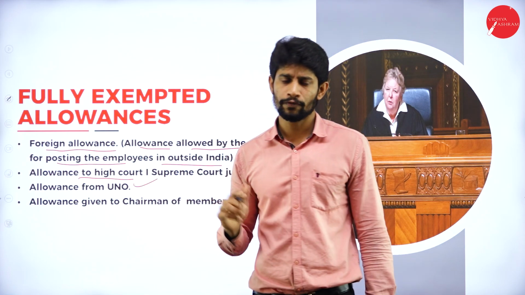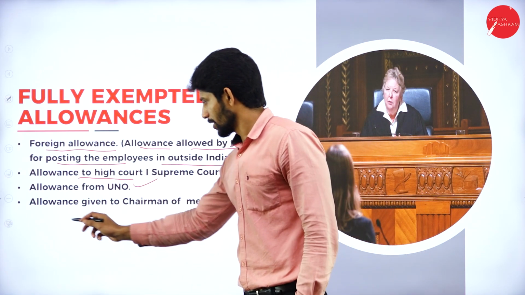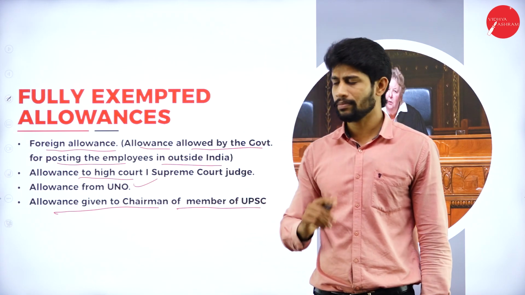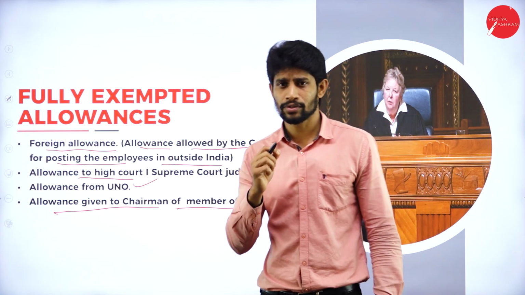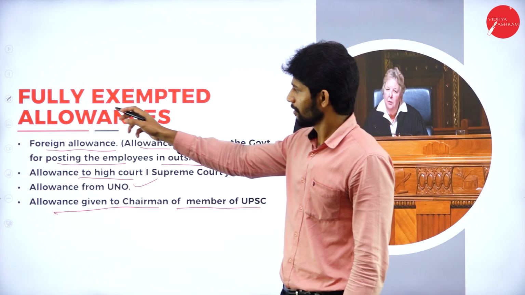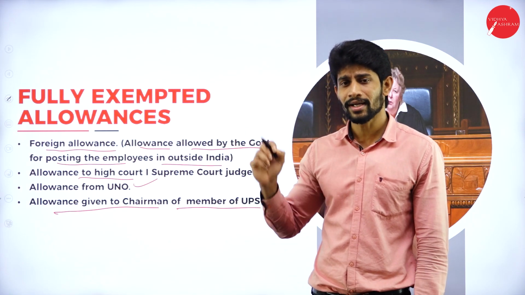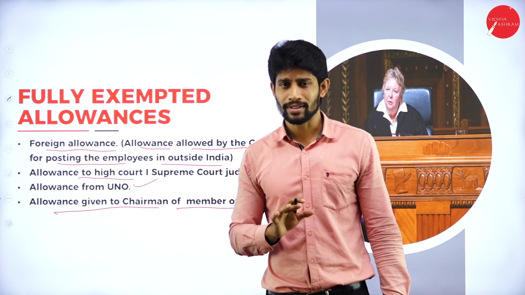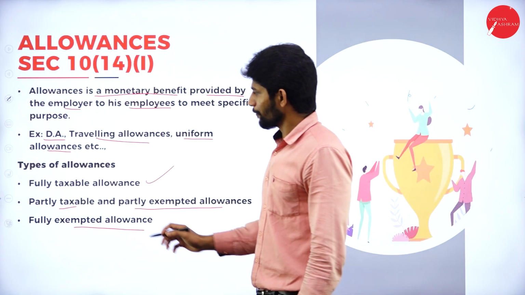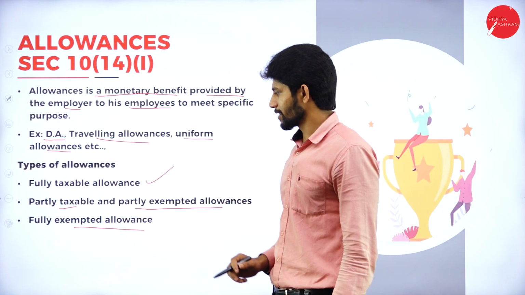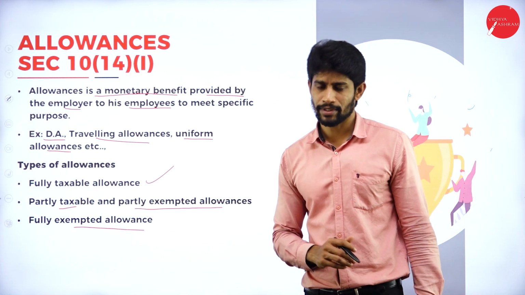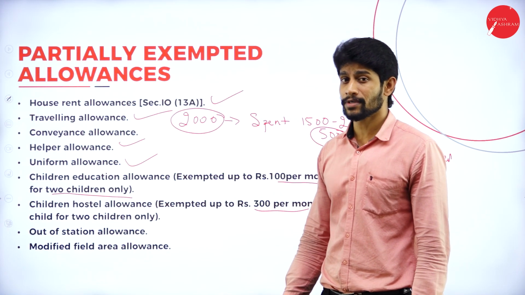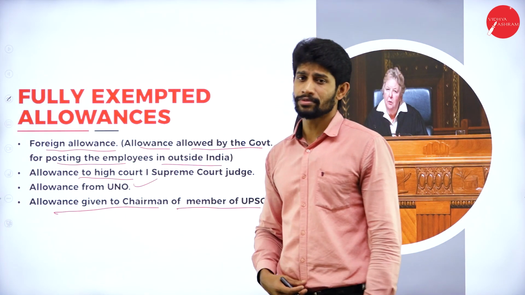Allowance from UNO, if you are receiving any, is also fully exempted. Next, allowance given to the chairman or member of UPSC is also exempted from tax. It is an allowance, but a fully exempted one. We will not take it for taxable purposes. So this is all about allowances. Mainly we have 3 types: fully taxable, partly taxable, and fully exempted allowances. These are the fully taxable ones, these are the partly taxable and partly exempted ones, and these are the fully exempted ones.